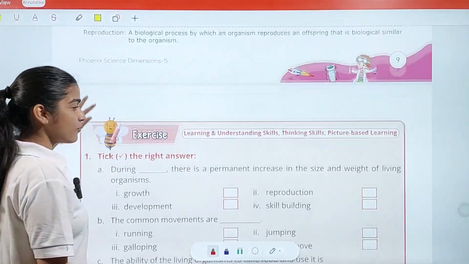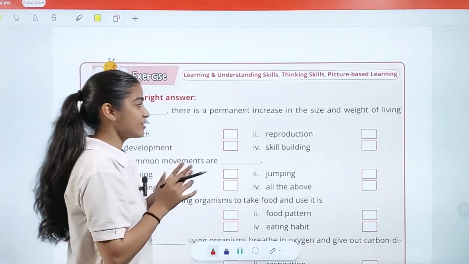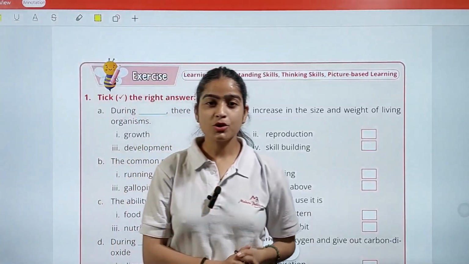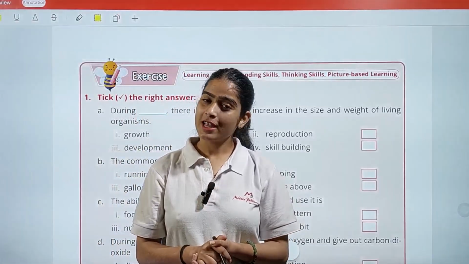So this is the end of your chapter, students, and this is the exercise. Now you have to evaluate yourself on how much you learned of this concept. So this is the end of your chapter.